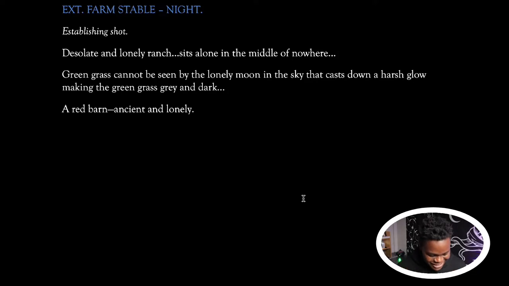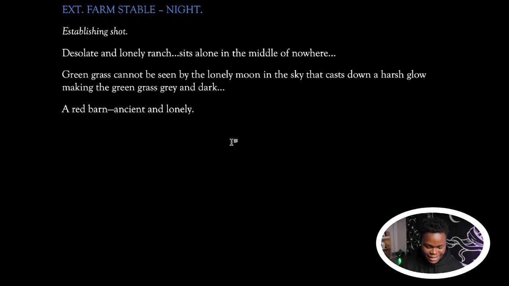Pause. I'm at a minute and 30 seconds, and this is what I have so far. Exterior, farm stable. What does that mean? Wait, what is a farm stable? What did I just write? I'm gonna dive in. So far what I've written is exterior, farm, stable, night.